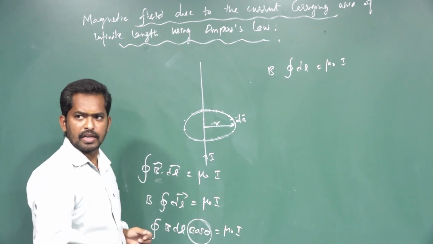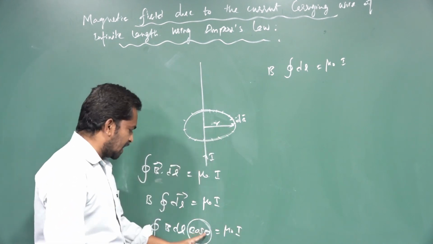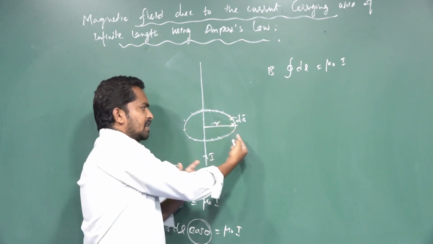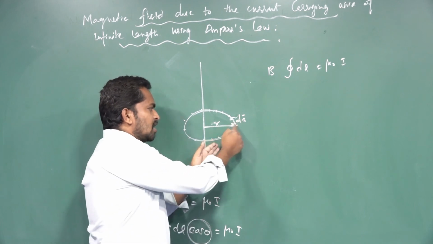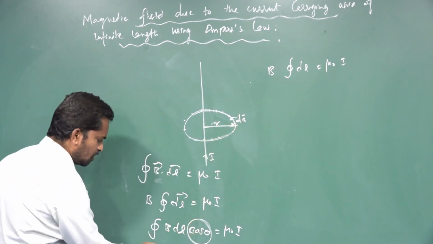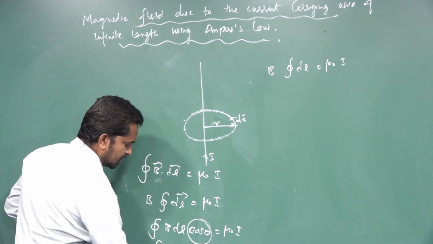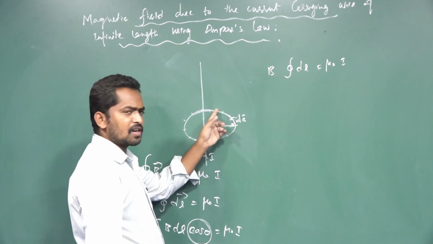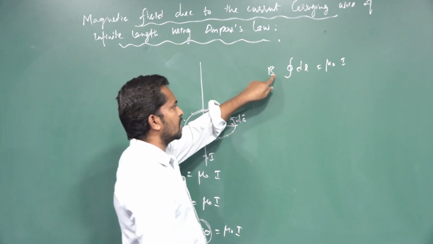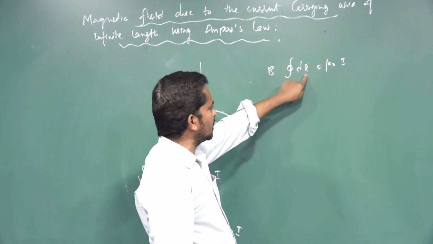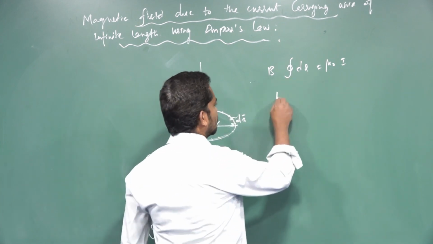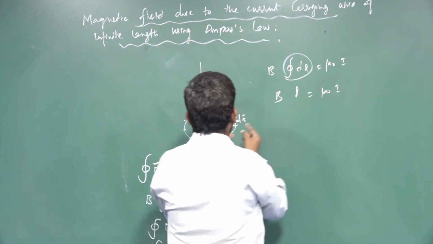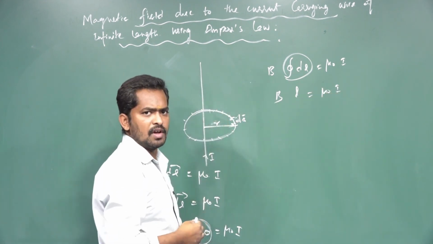Here cos theta is a very important one. Theta is the angle between the small element and the magnetic field. The small element is along the direction of the magnetic field, so they are parallel and theta is 0. So the closed integral of B dl is equal to mu naught times I. Here the field is constant for every element, so B into the closed integral of dl is equal to mu naught I. This is the length of the circular path, equal to the circumference.